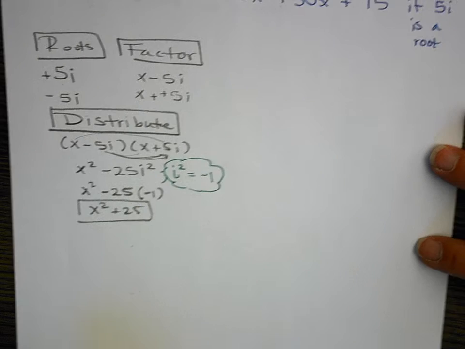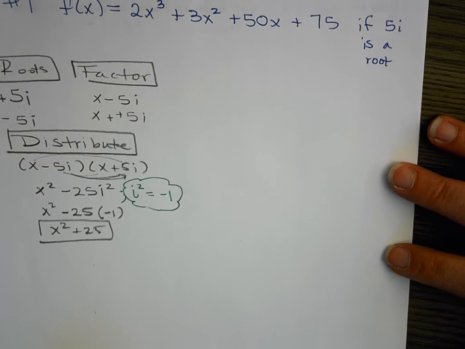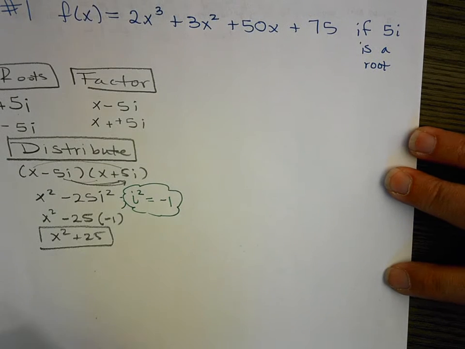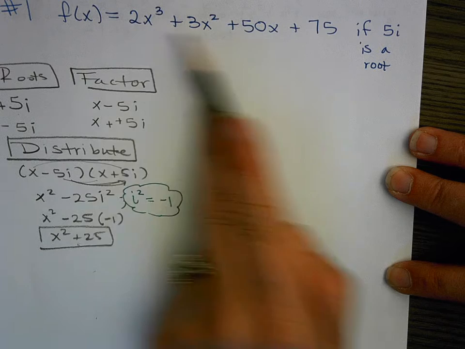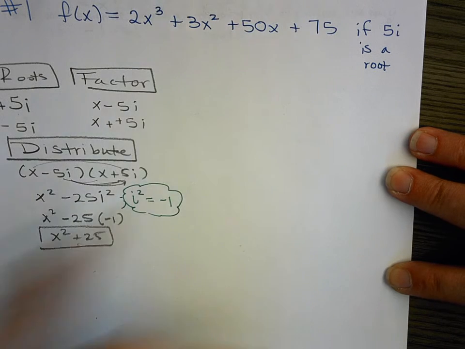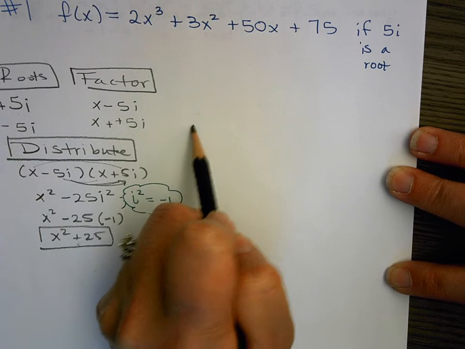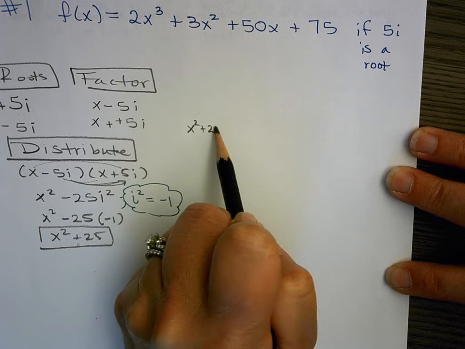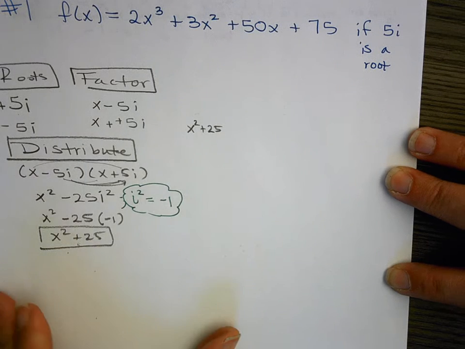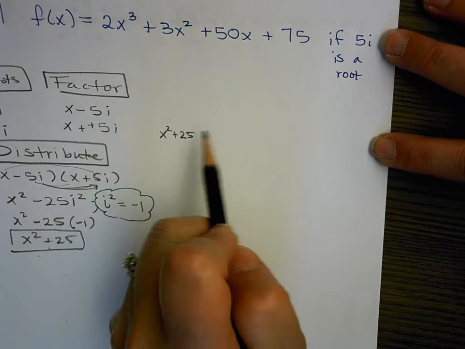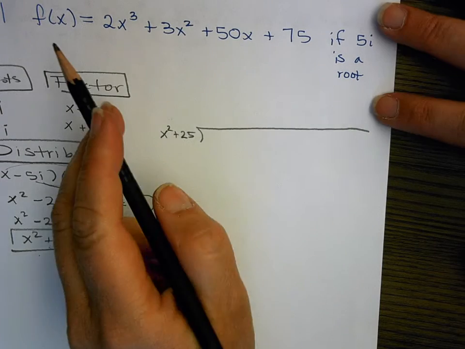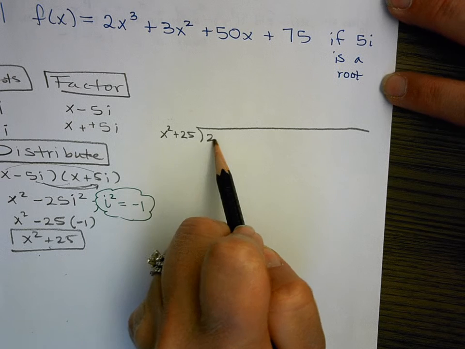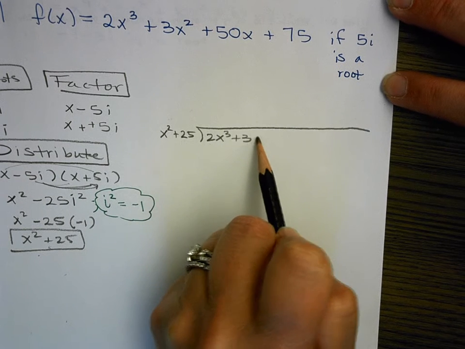So now that I have that, let me scoot this down just a little bit. Here we go. So I'm going to take this right here. So this is a factor of the cubic that I started with. So now I'm going to do long division. So I have x squared plus 25, that was what I got right here, and I want to divide that, so that's my divisor, into the cubic polynomial I was given at the beginning.